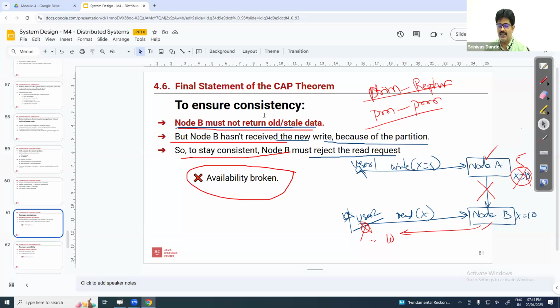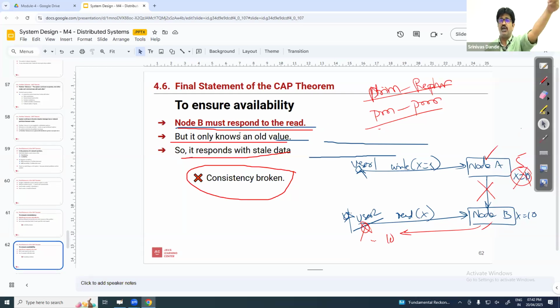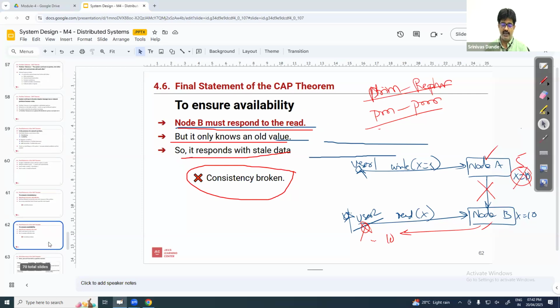To ensure consistency, it should not return stale data. In that case, it has to reject the request. Reject means don't sit down, directly reject. Some mechanism it has to use so it does not return the value. Okay, that will come back, you hold that point. In that case, the system is not available; we can say availability is broken. If you want availability, then it has to respond immediately. But responding means it is returning stale data, which means consistency is gone. So either consistency or availability, you will get only one.